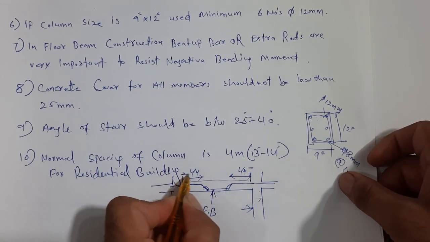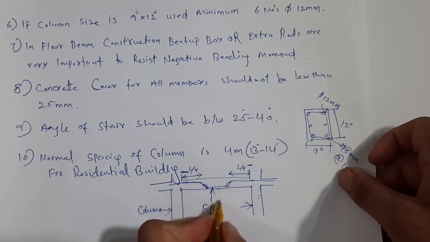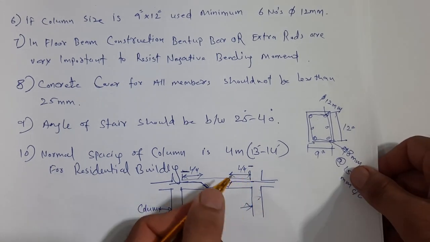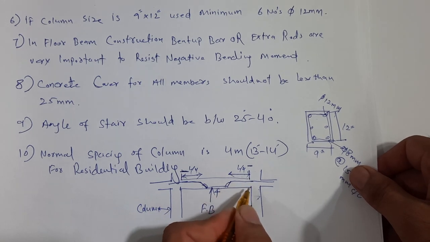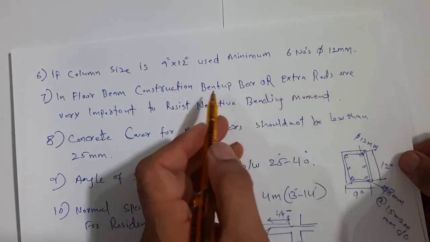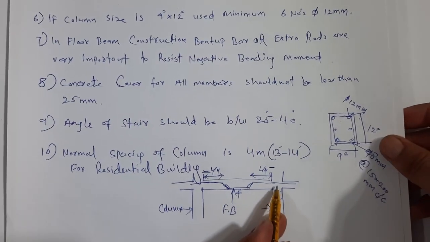Here we have negative bending moment at the distance of L by 4. Here we have positive bending moment. To resist negative bending moment or to resist the cracks, here we have more chances of cracks. To resist negative bending moment, we are providing extra steel rods or bent up bar, but bent up bar is economical as I draw here.